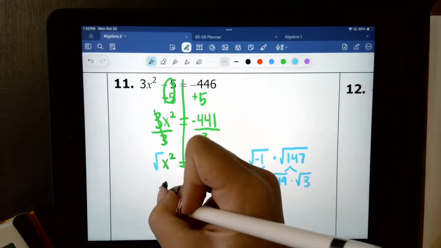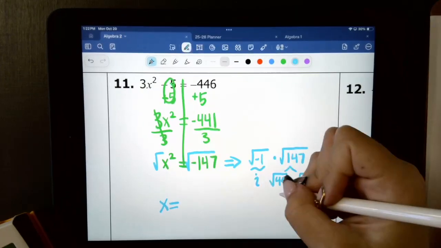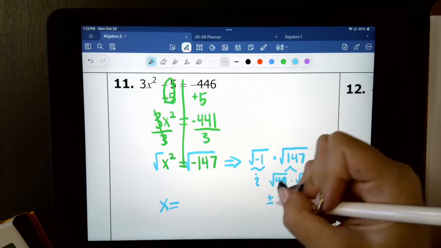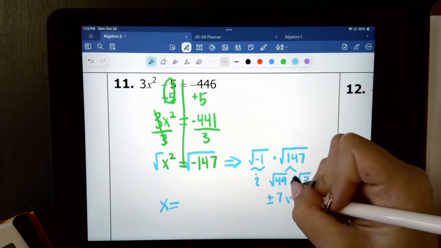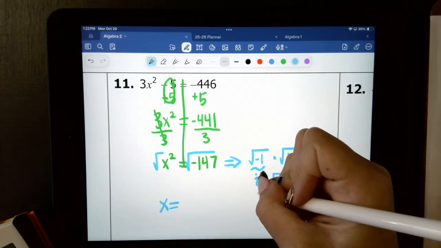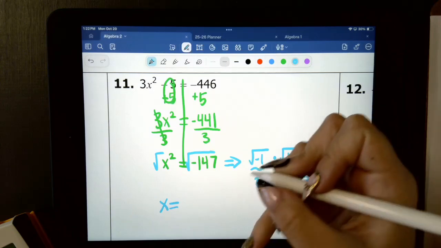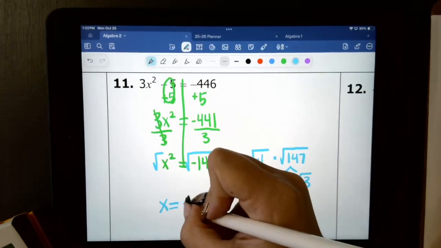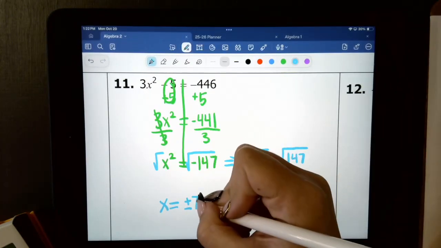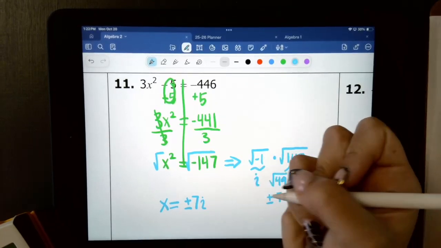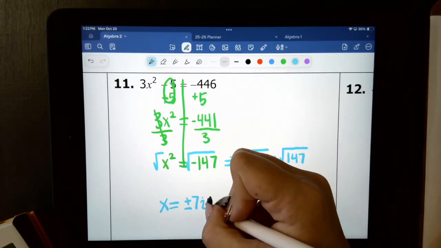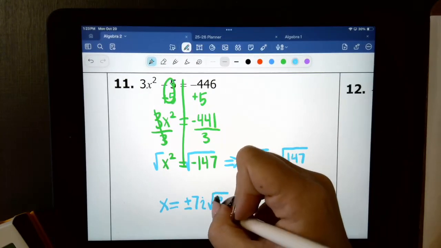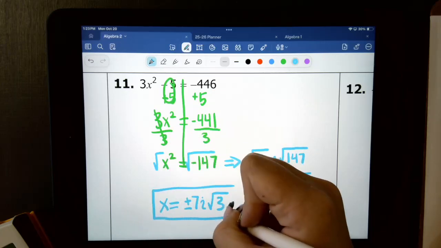So we know that the square root of 49 is going to give us plus or minus 7. But we're still left with that square root of 3, and we also have the i with it. So we're going to have plus or minus 7, and i is going to be with that 7 because it's out of the square root. And then we have 3 left inside the square root. So that is our final answer.